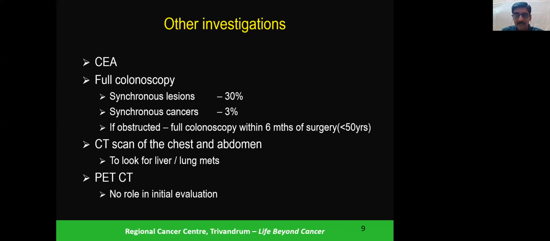PET scan, if you ask me, is there a role in initial evaluation? I would definitely say that as part of initial evaluation for any rectal cancer or for that matter colonic cancer, PET scan doesn't have a role. But in case you have treated a patient and kept him on follow-up and the CEA is rising and you want to pick up some metastasis or recurrence, then PET scan would come in handy. But as far as initial assessment is concerned, CT scan of the chest and abdomen would suffice as the metastatic evaluation.